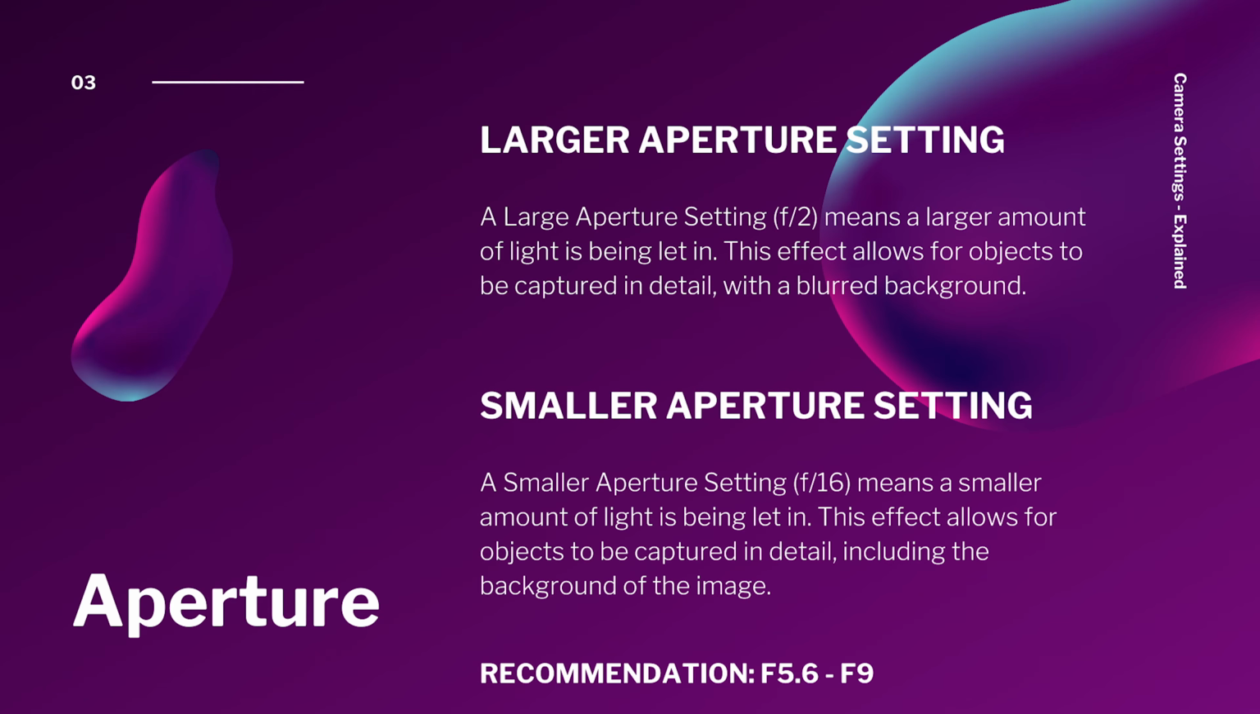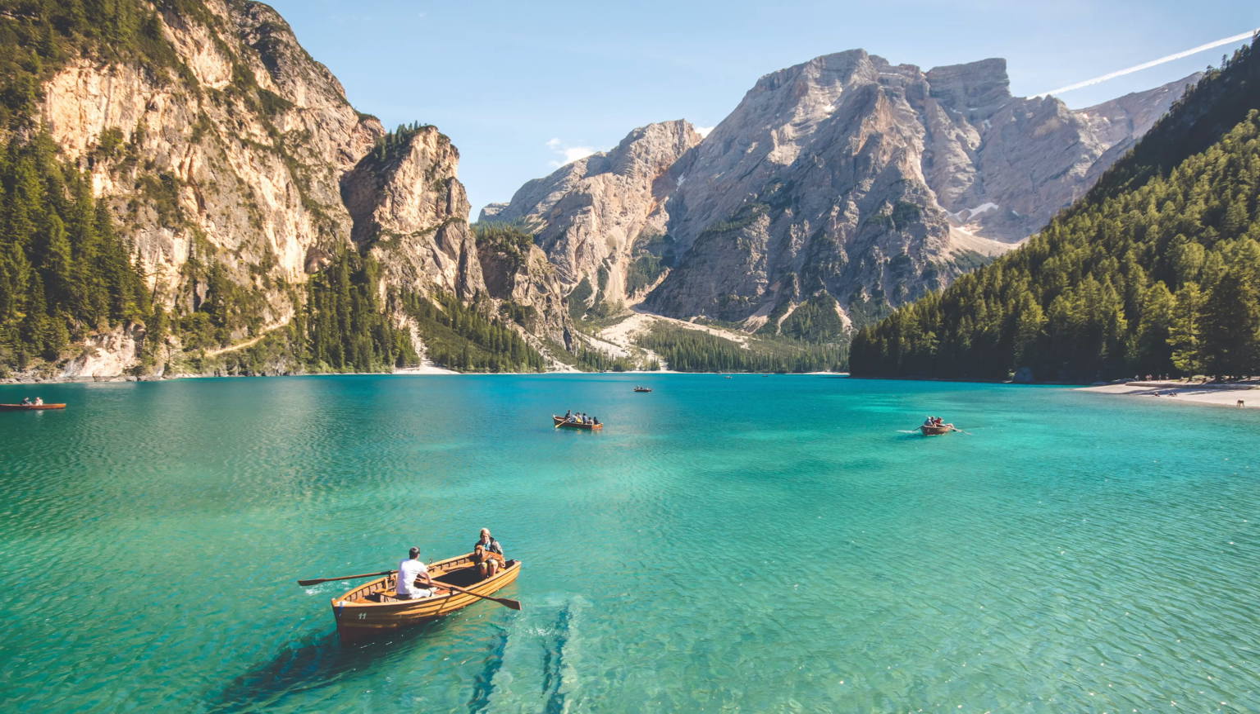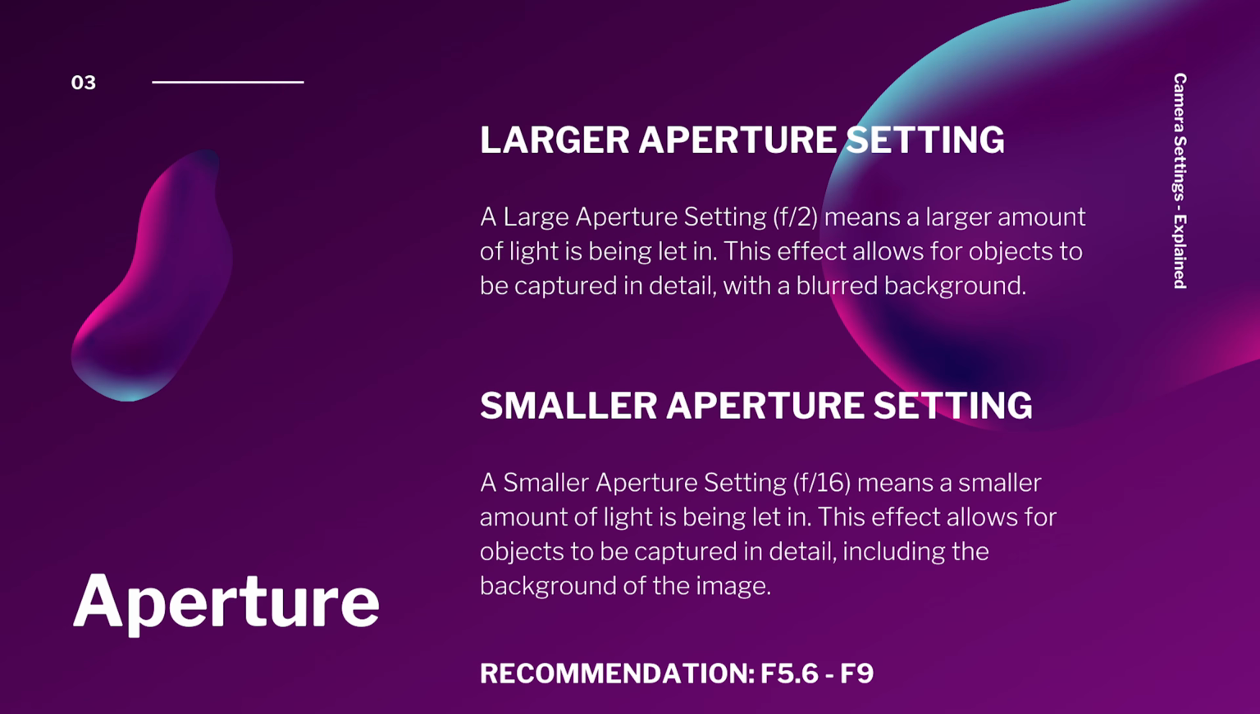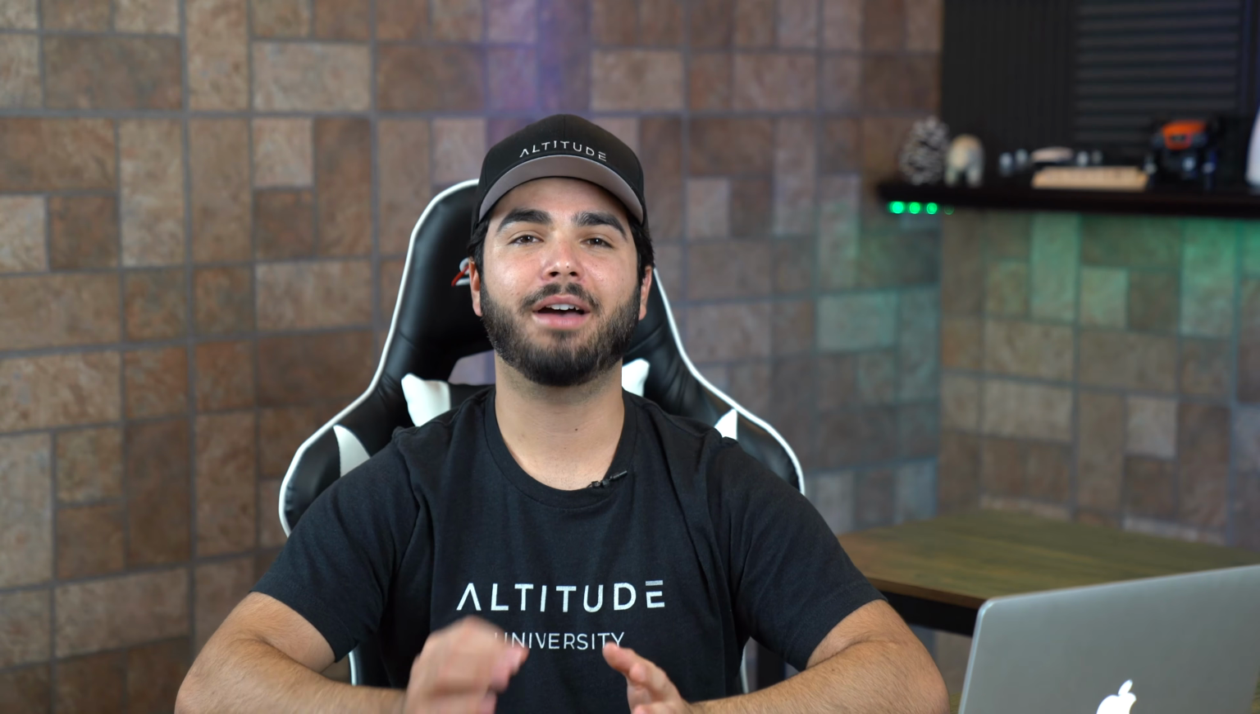A smaller aperture setting like f16 means a smaller amount of light is being let in, allowing for a darker image. It's going to have a broad focal plane and an in-focus background. This effect allows for objects to be captured in detail where the background of the image is very clear. For now, you're going to want to have your aperture setting around 5.6 to around 9. Next, we have ISO, which is the sensitivity towards light.